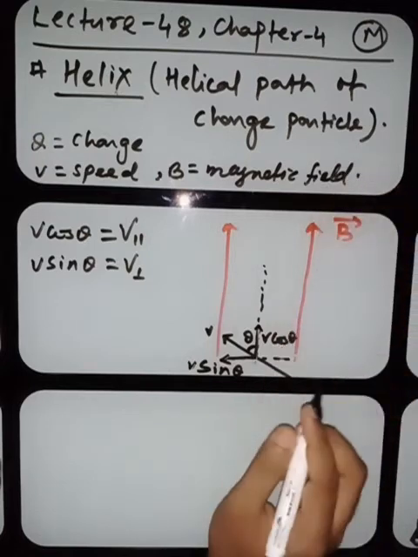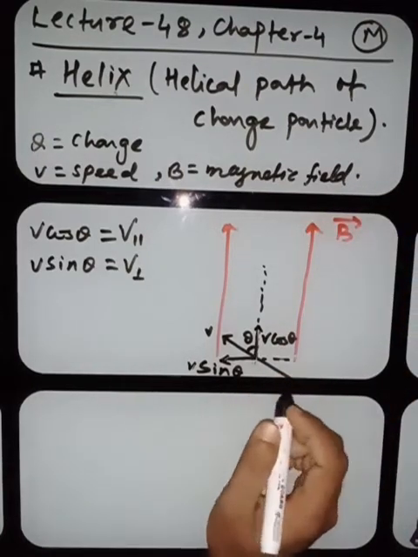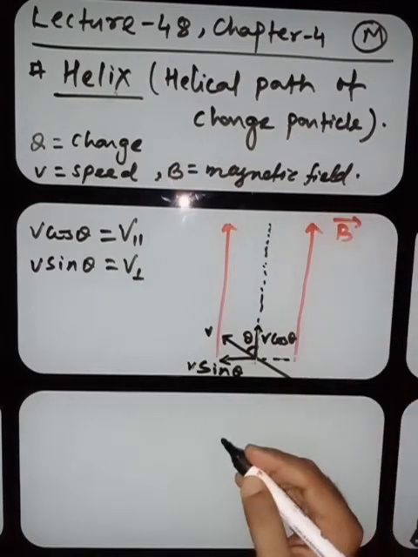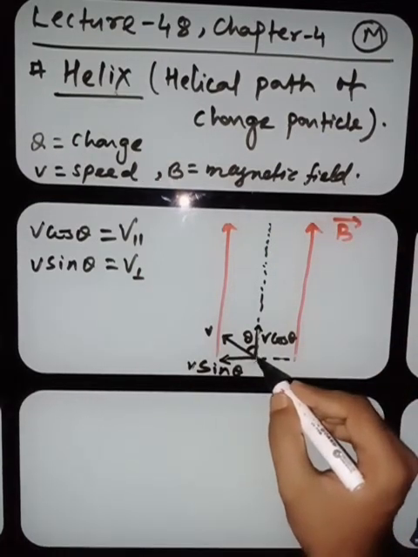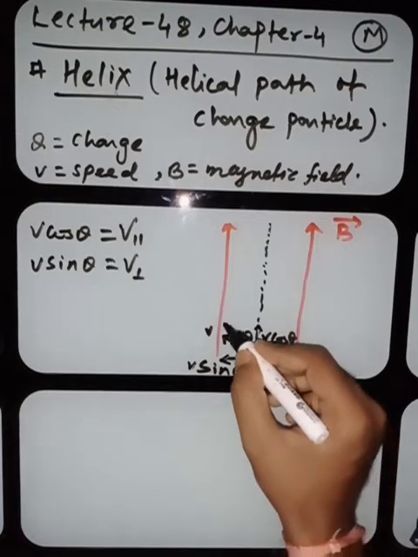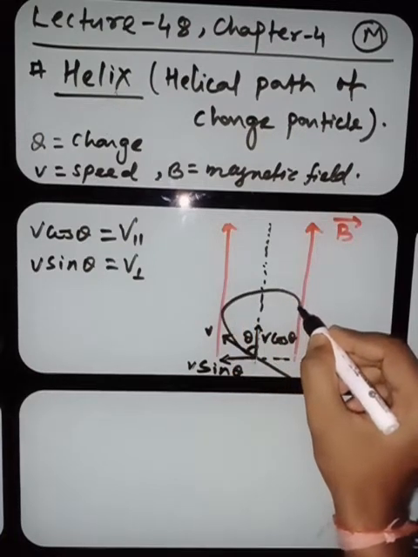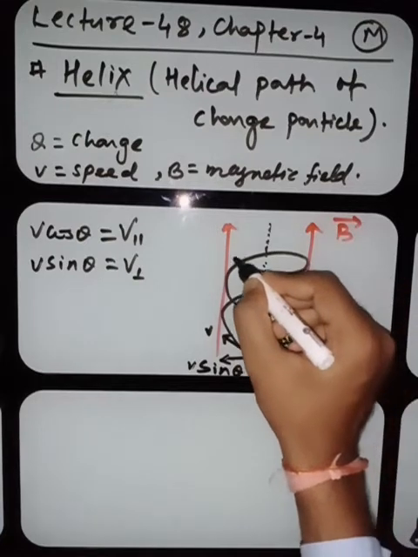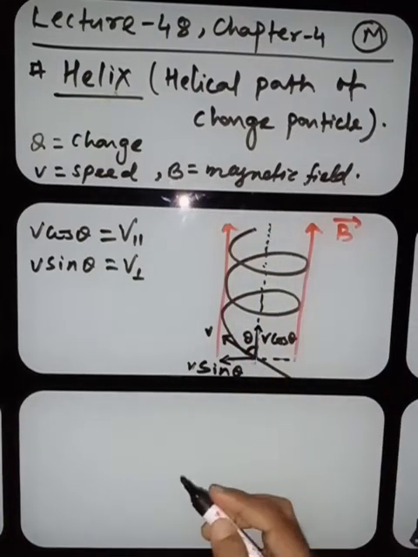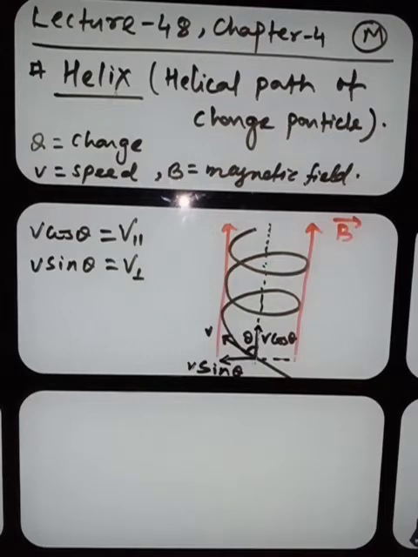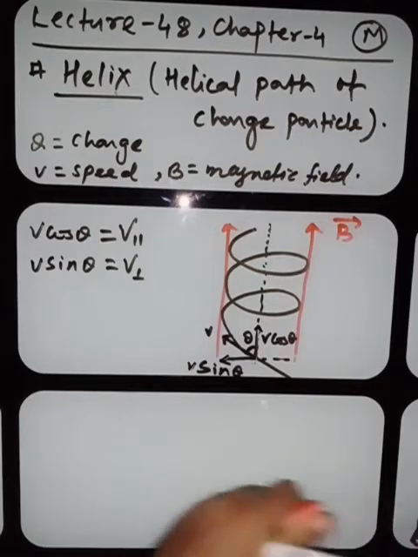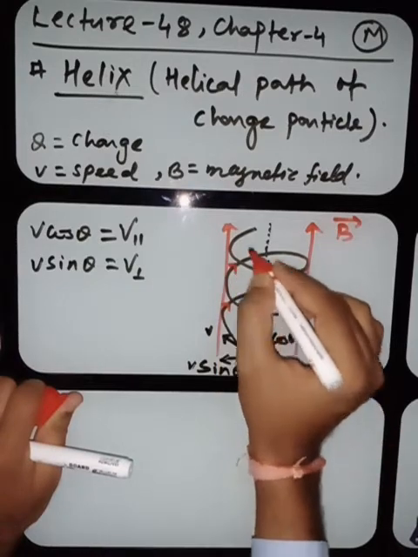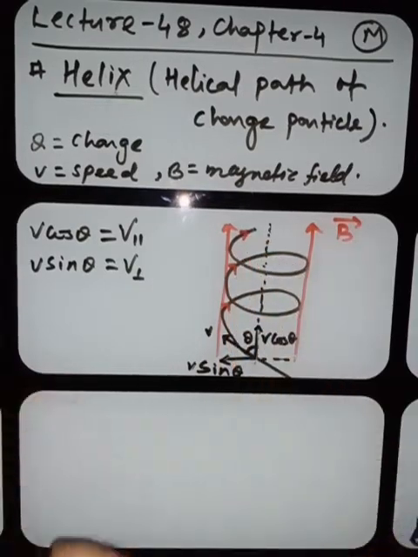Theta, at which this charged particle is projected, making an angle with the magnetic field, and we know that this charged particle will move in a spiral, that is, a helical shape, like this one. Yes, it will go in this way, you can see.